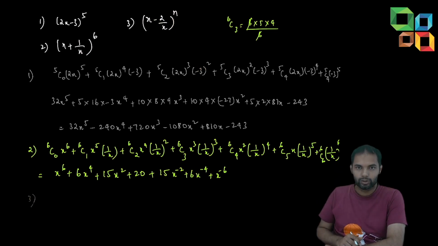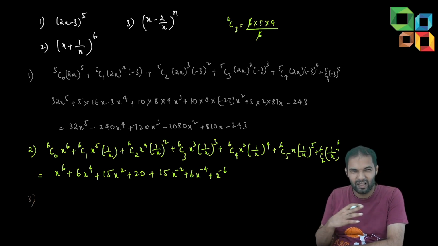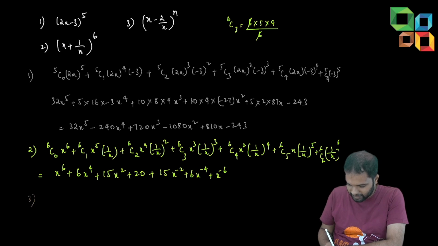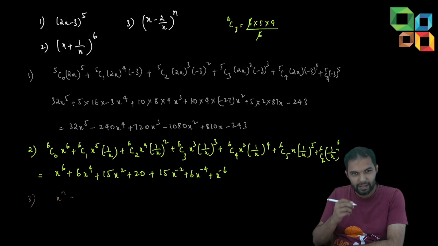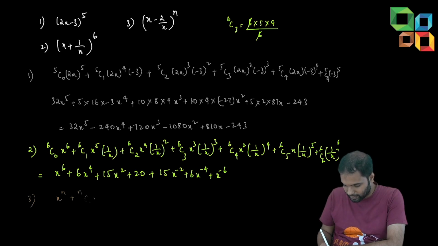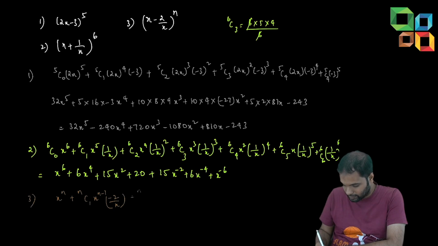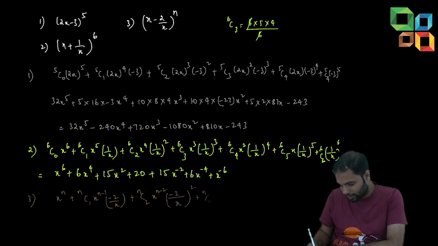Third one. Now we can't really simplify the entire term with n, but we can write down a couple of terms just to see how the expansion is progressing. So first term would be x power n. If you want, you can write nc0. So it doesn't really matter. So nc1 into x power n minus 1 into minus 2 by x. Okay, minus 2, make sure you write the sign. So plus nc2 into x power n minus 2 into minus 2 by x whole square. Then write one more term, I think. So it is x power n minus 3 into minus 2 by x whole cube.